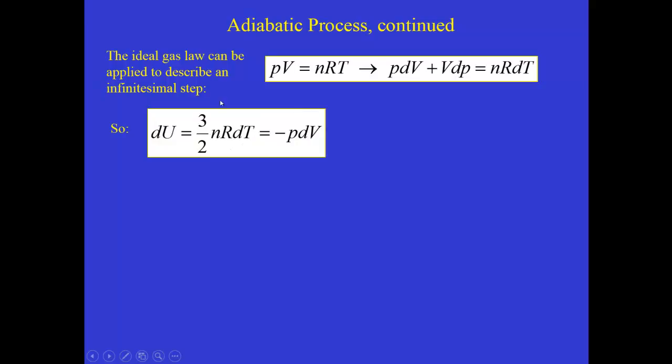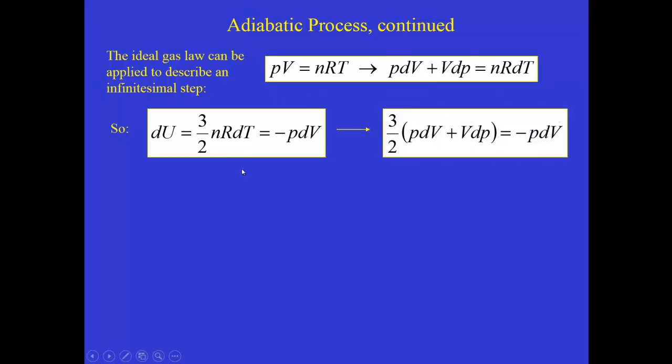And that's what we get when we take the differential of both sides of this. Now, we remember from the previous slide that dU is 3/2 nR dT, and that's equal to minus pdV. Well, look at the right-hand side of the equation on top. We have nR dT, and that's the same thing that we have multiplying the 3/2. So let's take the left-hand side of the top equation and substitute it in on the left-hand side of the bottom equation. And therefore it becomes 3/2 times the quantity pdV plus VdP equals negative pdV. We've just made a substitution. Notice that there's a pdV on both sides of the equation.